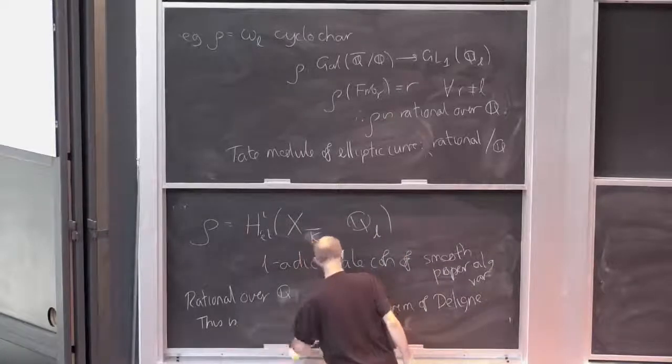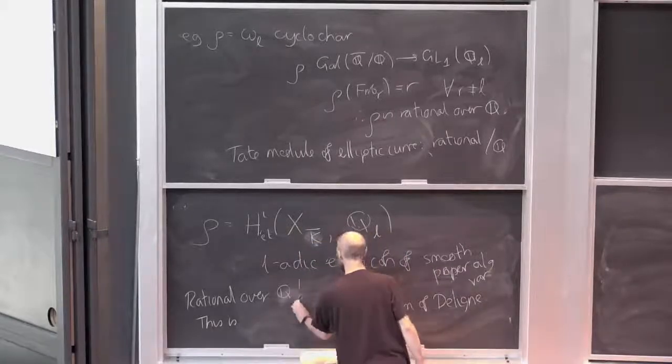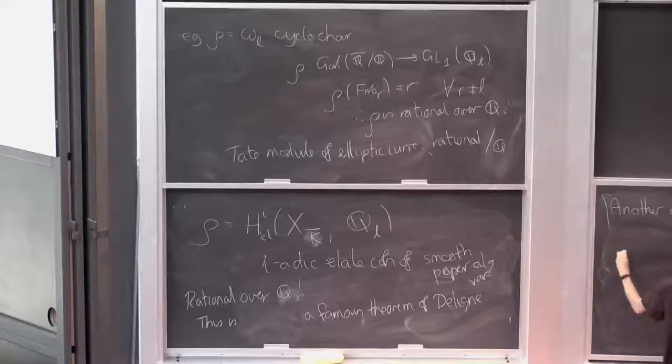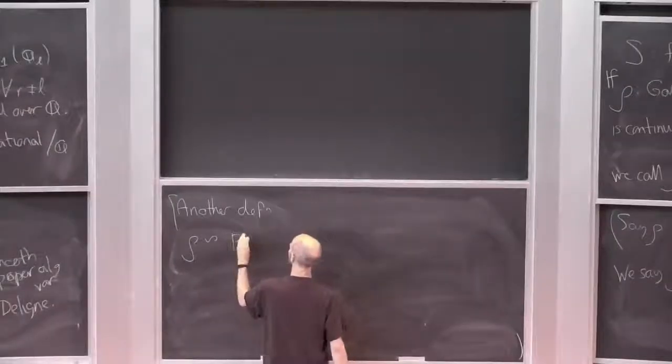This is a well-known, famous theorem of Deligne, right? There's some other crazy notion as well. Here's another definition that I don't think we'll particularly use. Rho is pure of weight W.